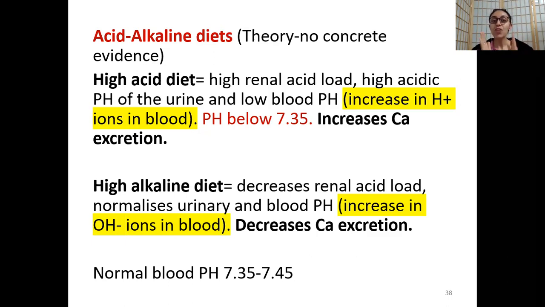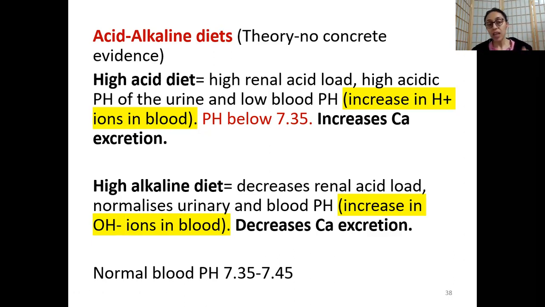So yes, guys, when you have a high acidic diet, it increases your renal acidic load. It increases the acidic pH of your urine. It makes your blood more acidic in nature. As you know, all of this acidity causes what? It increases calcium excretion in the urine. Whereas an alkaline pH, now your H plus ions are an indicator of acidic pH, and your OH minus ions are an indicator of alkaline.